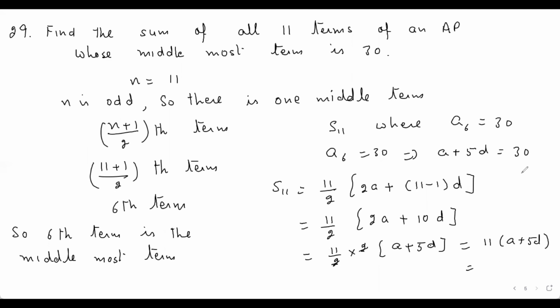Value of a plus 5d, let it be 1. From 1, value of a plus 5d is 30. So 11 into 30, that is 330. 330 is the answer. So sum of 11 terms here is equal to 330.